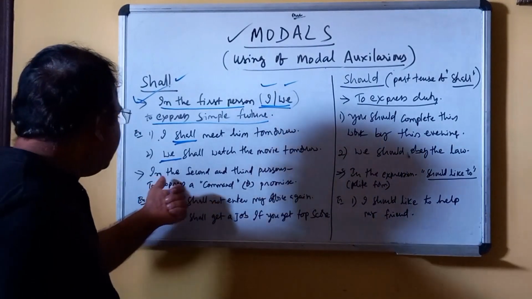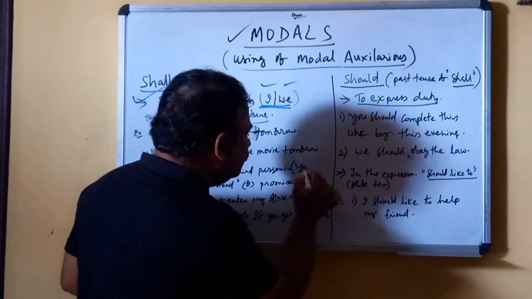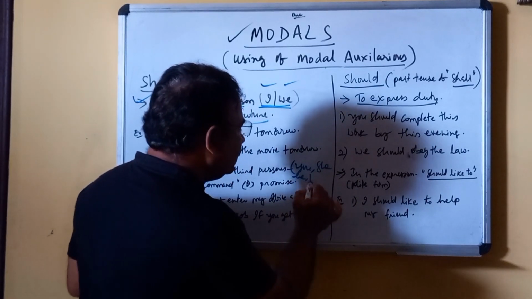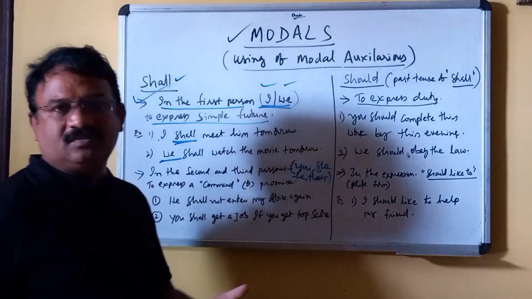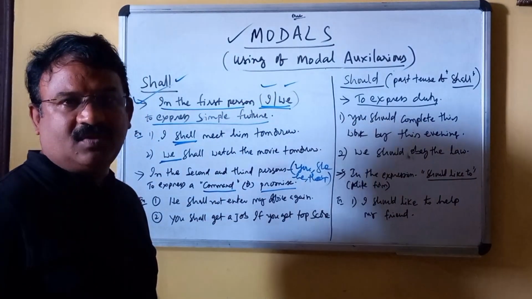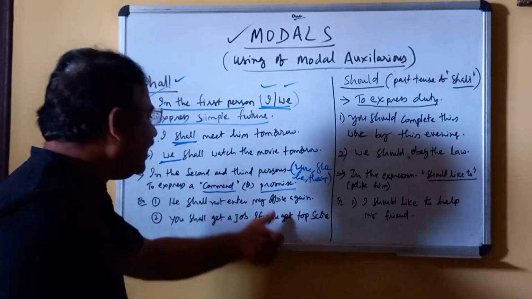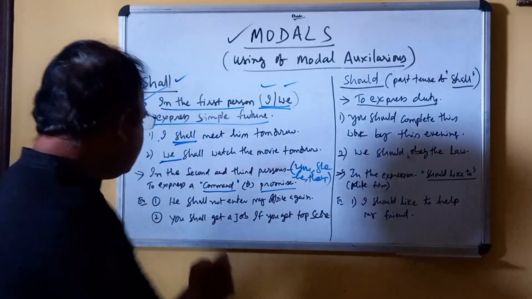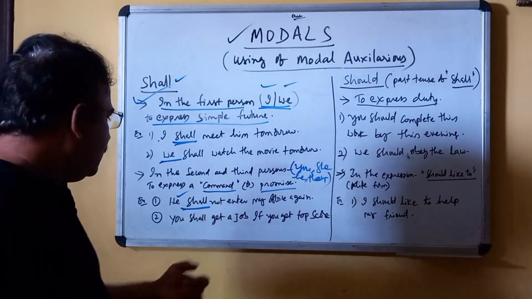And one more thing, in the second and third persons, that means you, she, he, they, these are all second and third person, to express command or promise. In this case, you have to use shall. For example, he shall not enter my office again. Here you have to use third person, he, singular.